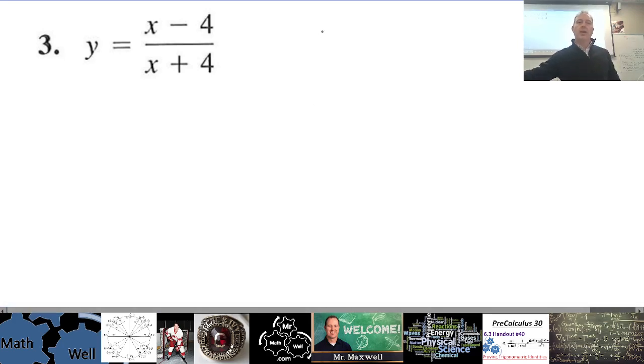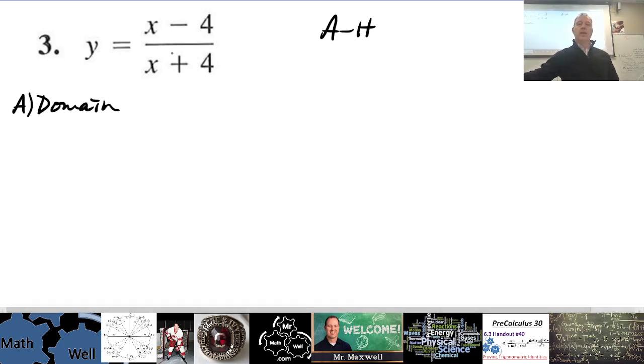Section A, so we're going to do A through H, right? And A is domain. All right, so again, we're looking for values of x that are undefined or restricted. So any restricted values for x in this function.